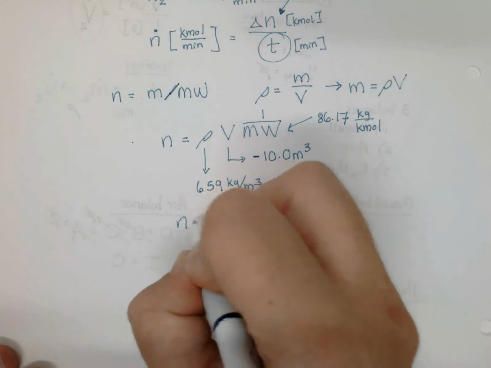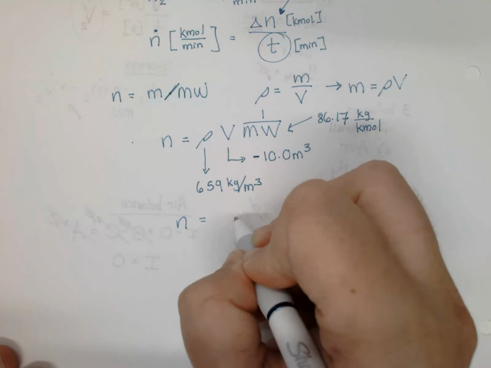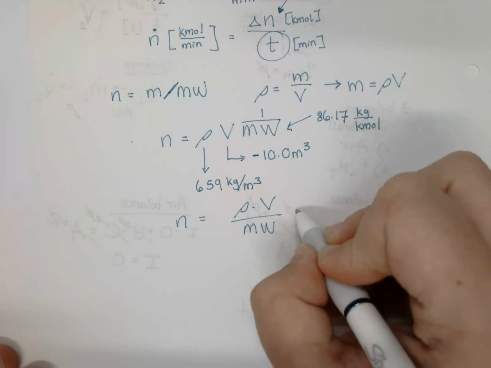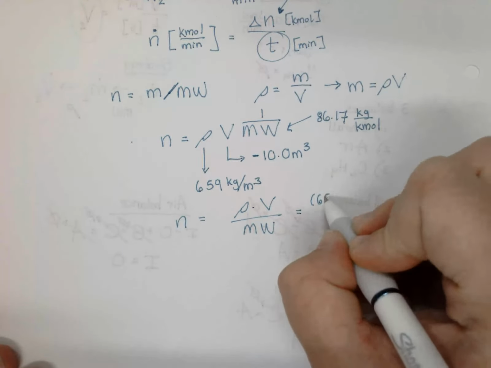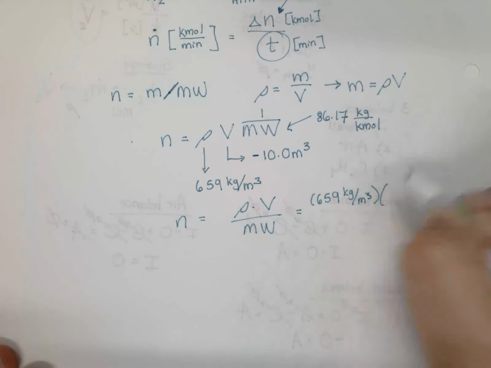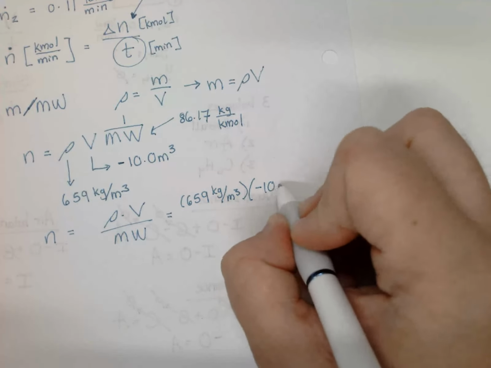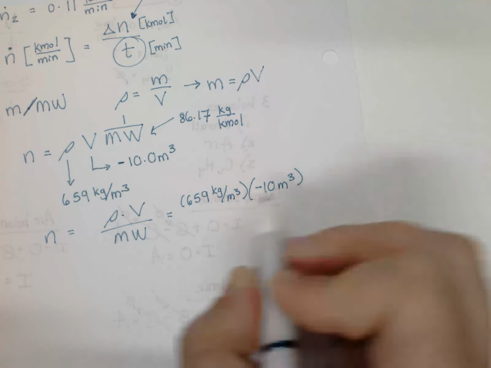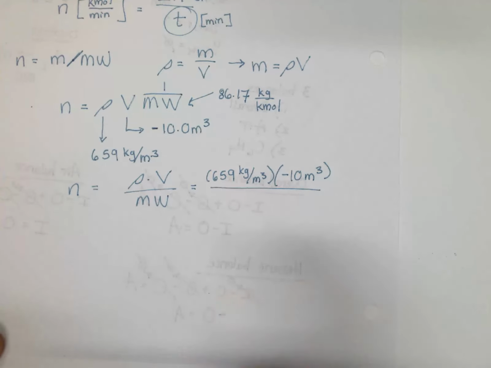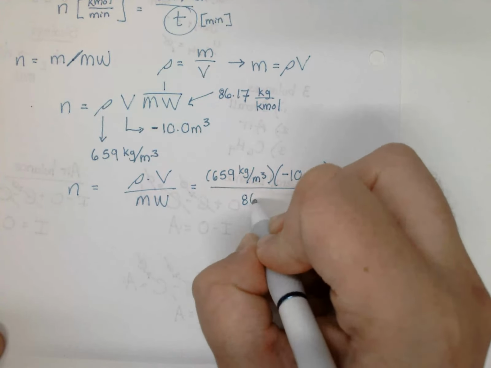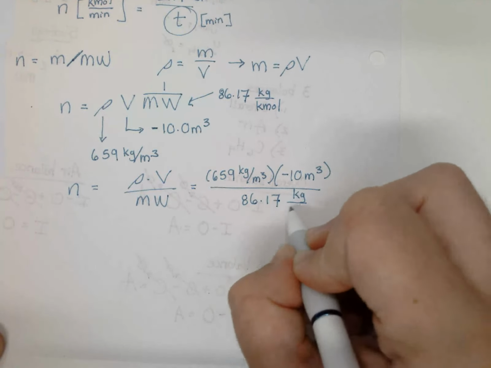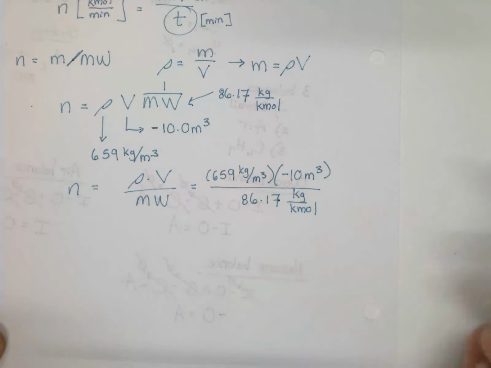So let's write that out in full. N is going to be rho times V divided by the molecular weight. And that's going to be the 659 kilograms per meter cubed times that change in volume. I'm using negative because we're losing volume from the reactor. Sorry, I went a bit sideways there. And then we divide that by 86.17 kilograms per kilomole. And that should give us the right units.